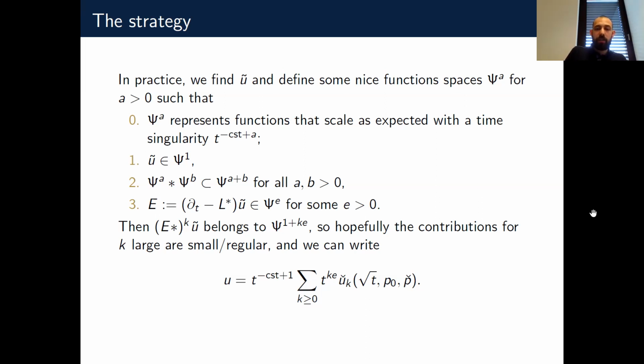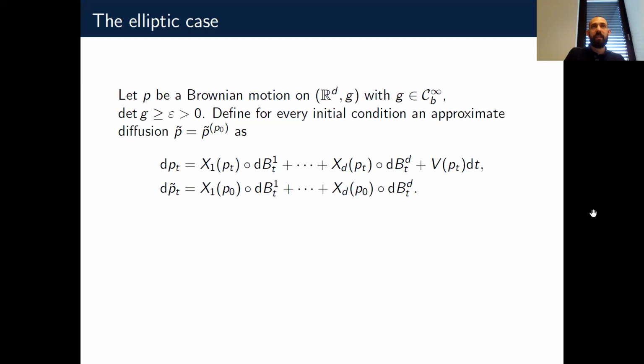How does it work on an actual example? So here's the elliptic case. This has been done for 50 years. But in this case, this is how it goes. Suppose you have a Brownian motion on R^d. I'm assuming that I am in R^d, but I don't have the standard metric. I have a metric on my R^d that is smooth, uniformly bounded below. But any kind of metric, I don't require it to be a polynomial or anything.